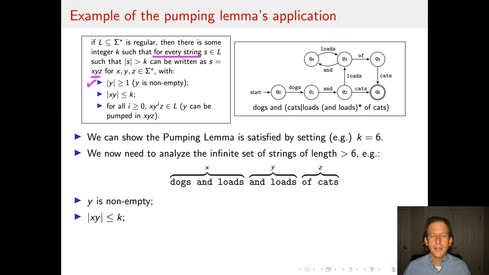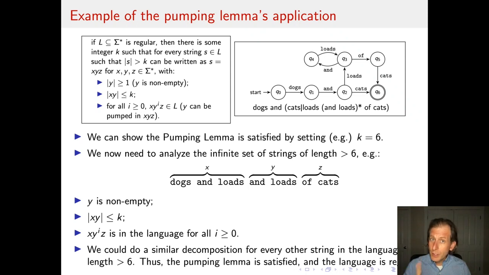Is the length of the concatenation of x and y less than or equal to k? The answer is yes. The length of x and y together is 5, k is 6. So that's checked. Now what about the last one? For all i greater than or equal to 0, is x, y to the i, z in the language? Can y be pumped in x, y, z? And the answer is yes. If we omitted it, we would have dogs and loads of cats, which is manifestly accepted. And because of the loop, you can just tell that if I used y over and over again, it would be fine because it would just match with this part of the loop. Okay, so that's the successful application of the pumping lemma.